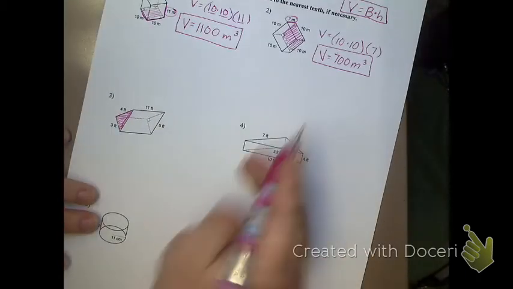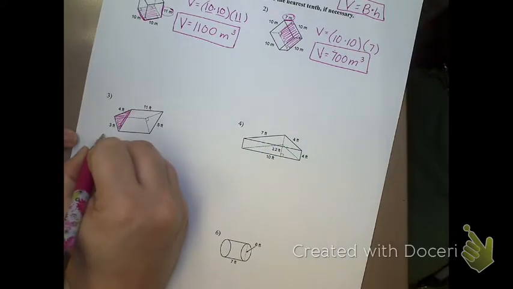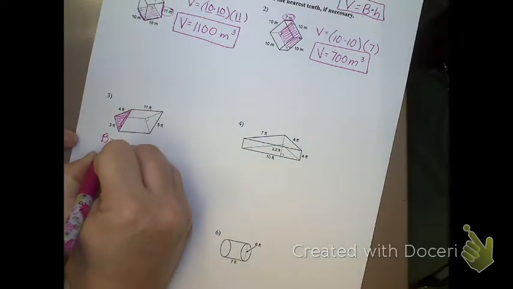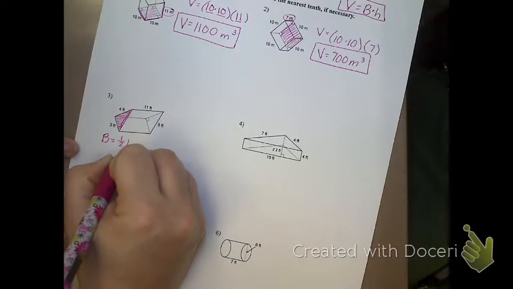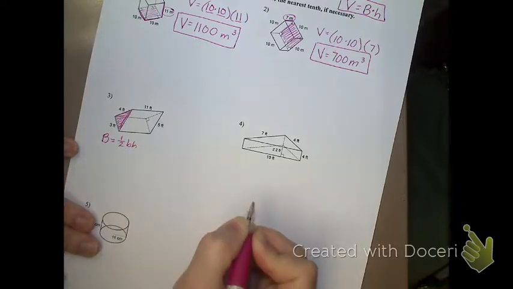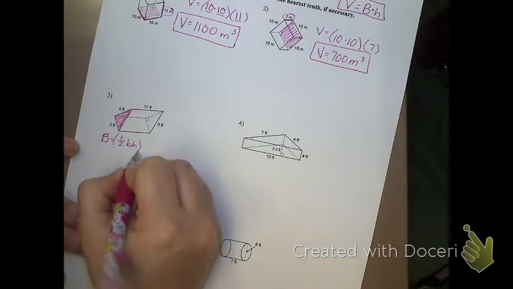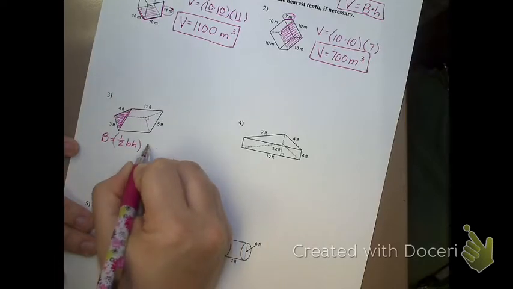So the area of my base is going to be a little bit different. This time if the base is a triangle, I have to do 1/2 base times height of that triangle, and then I'm going to multiply it by the height of the prism.